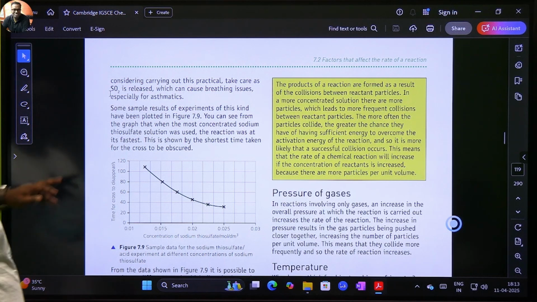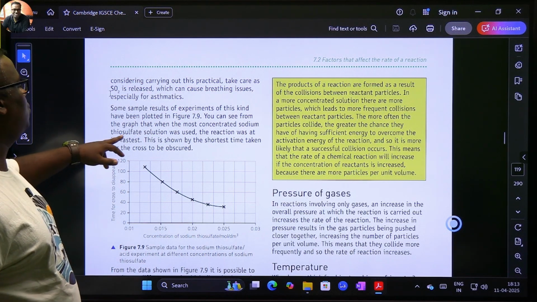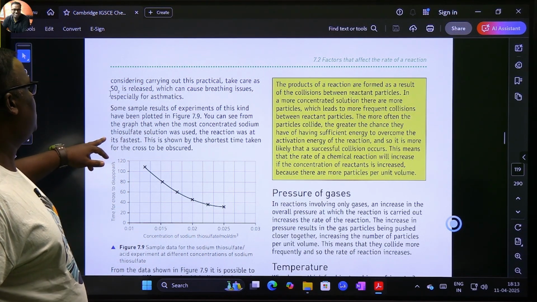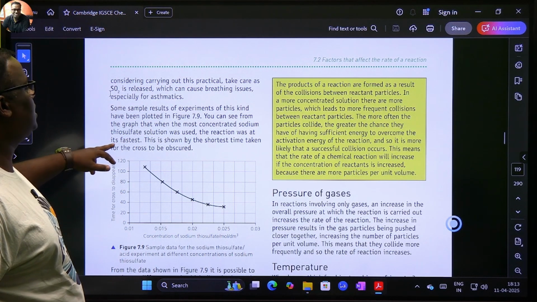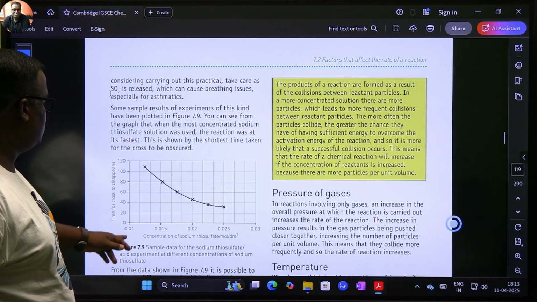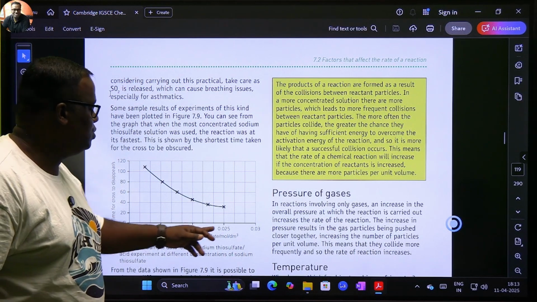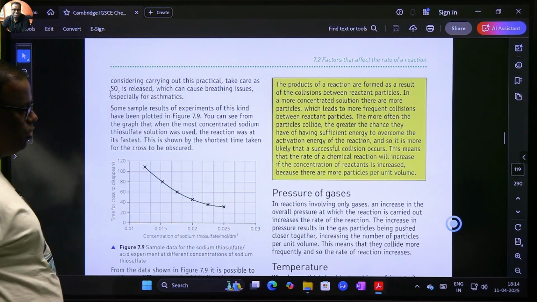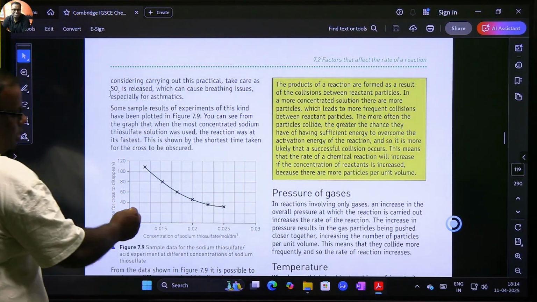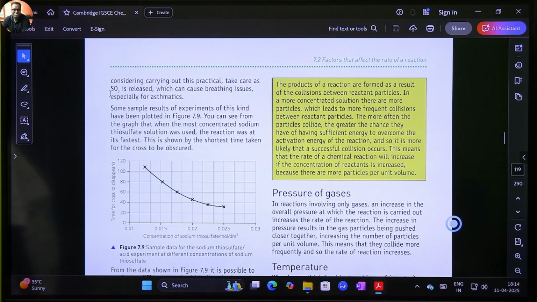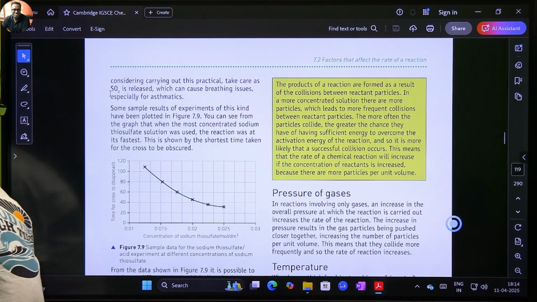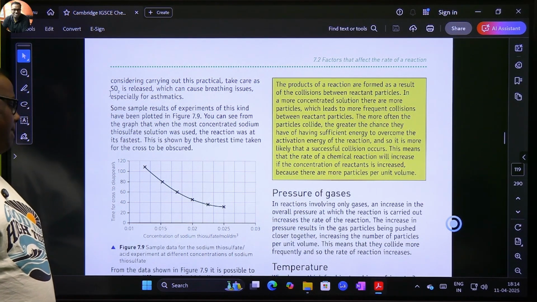So it says you can see from the graph that when the most concentrated sodium thiosulfate was used, the reaction was at its fastest, most concentrated. So it's 0.01, 0.015, 0.02, 0.025, 0.03. So if your concentration is increasing, the time for disappearing has reduced substantially. Able to interpret the graph now? Okay.